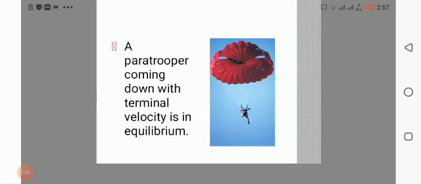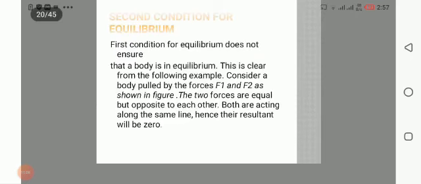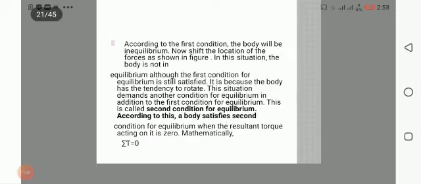The next is the second condition for equilibrium. The first condition for equilibrium does not ensure that a body is in equilibrium. This is clear from an example. Consider a body pulled by the forces F1 and F2 as shown in the figure. The two forces are equal but opposite to each other. Both are acting along the same line. Hence, their resultant will be 0. According to the first condition, the body will be in equilibrium.